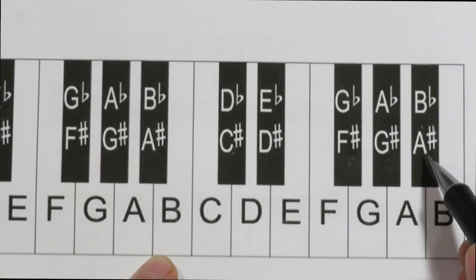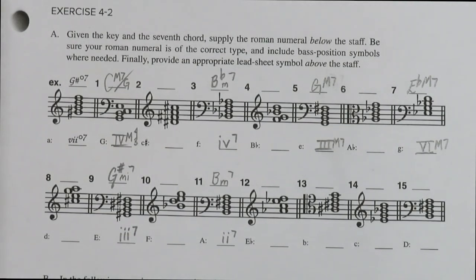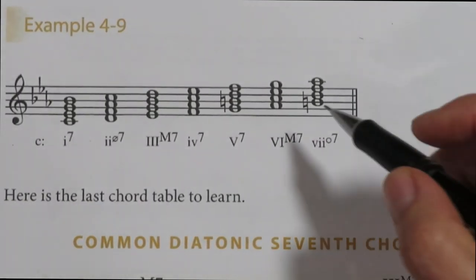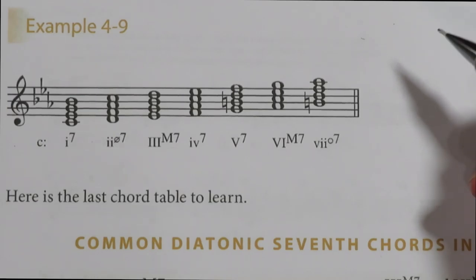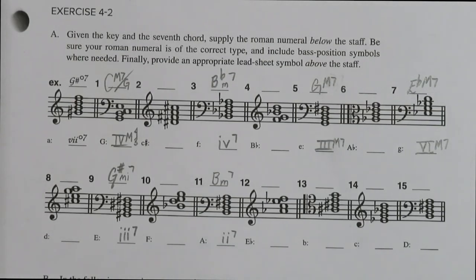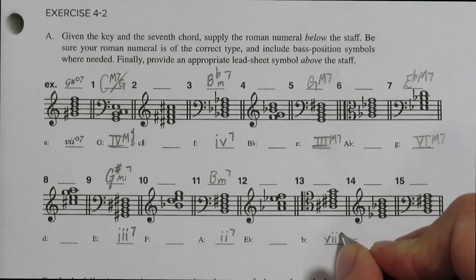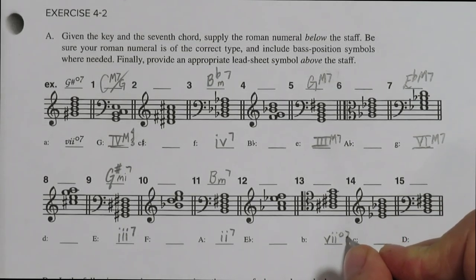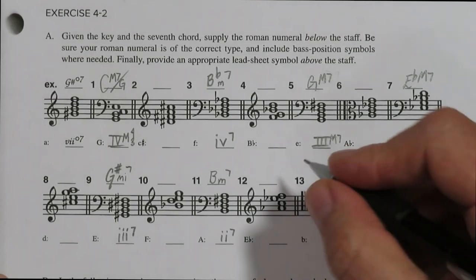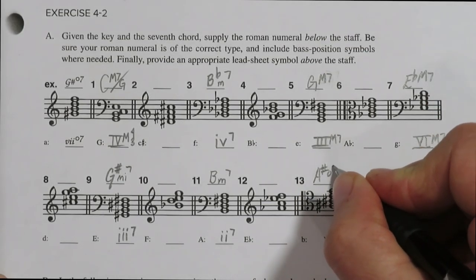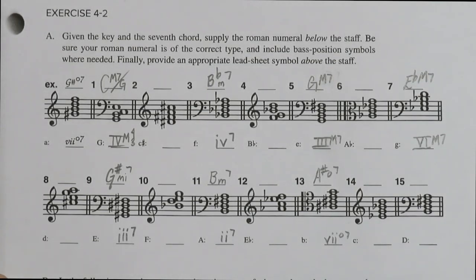Okay, so we know that a chord built off the seventh scale degree in minor is fully diminished, right? From our chart here. Seven, fully diminished seventh. Okay. So we have a seven, fully diminished seventh. Okay. And up here we would just put A sharp diminished seven. Okay, so remember the tricks in minor.